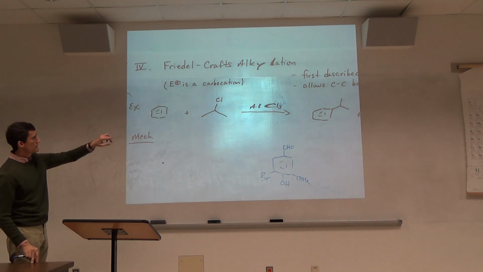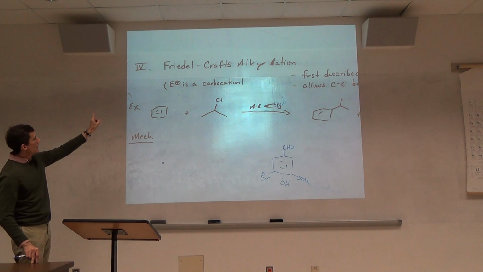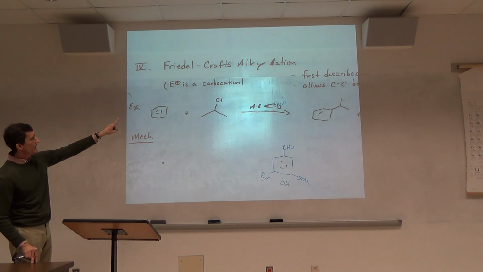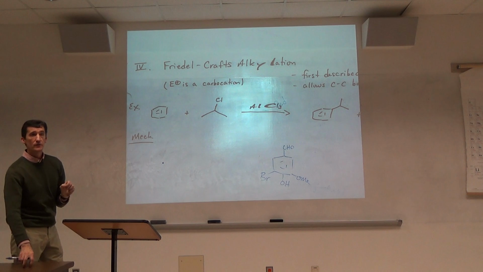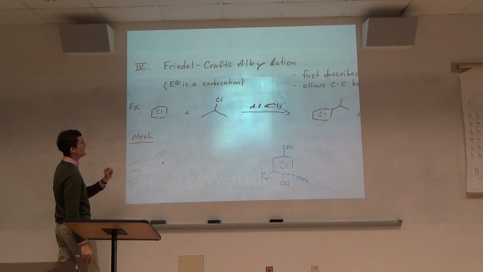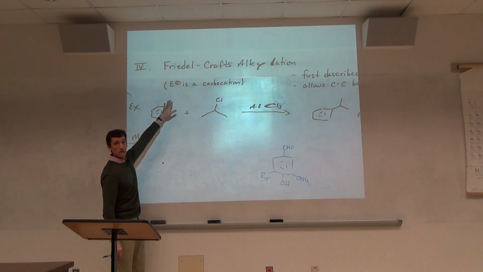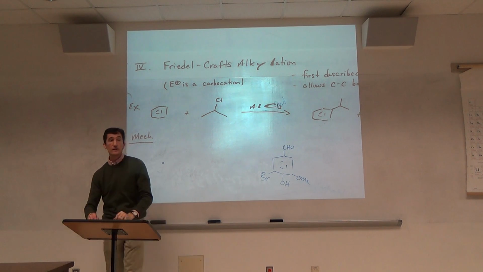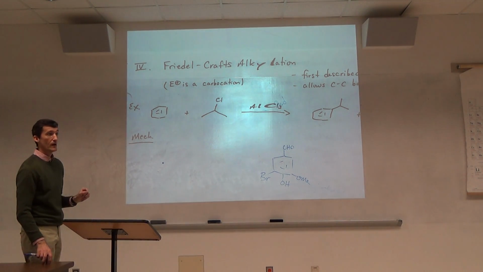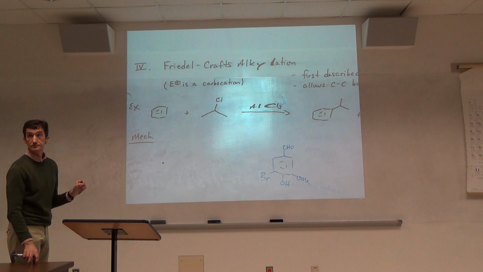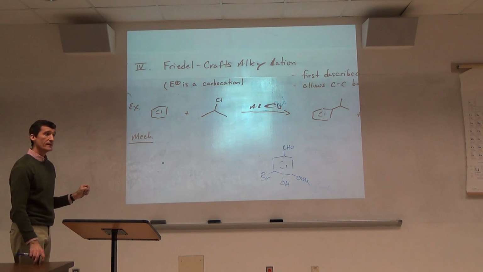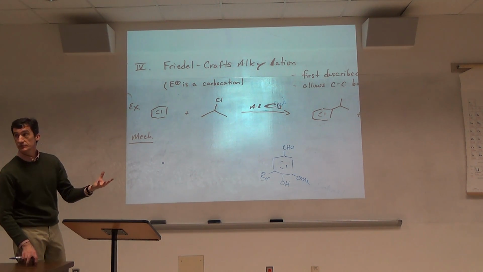Friedel-Crafts alkylation. Put alkyl groups on a ring. The electrophile, the E+, is just going to be a C+, a carbocation. We can make carbocations. The ring will attack them just like an E+.